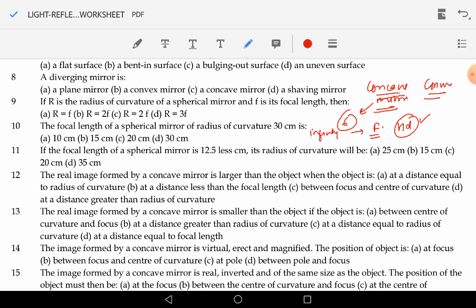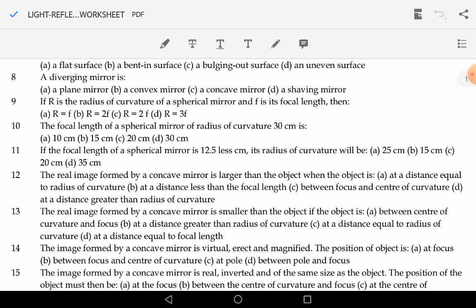And now as you keep on going from infinity towards the mirror, the object will go closer to the concave mirror and the image will get away from the focus. And as it gets away from the focus, the size of the image will also keep on increasing, right? So let us check it out. 11th is done. 12th question: the real image formed by a concave mirror is larger than the object when the object is. Now they are asking that the image is real and it is larger than the object. So where should the object be placed?